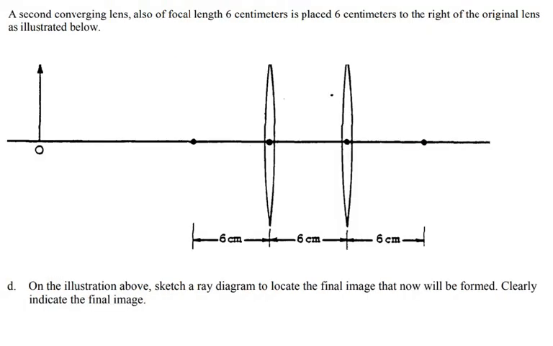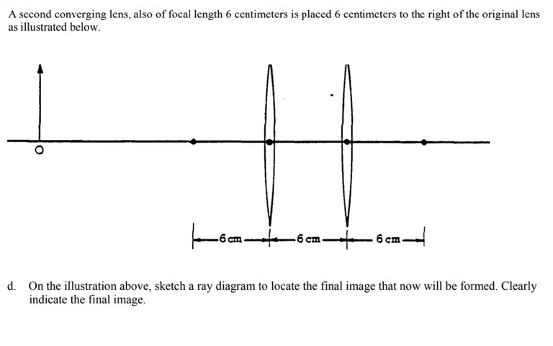Now they say that a second convergent lens, also of focal length 6 centimeters, is placed exactly 6 centimeters to the right of the original lens, as illustrated in the image. And they want you to sketch the ray diagram to locate the final image that will now be formed and clearly indicate the final image.